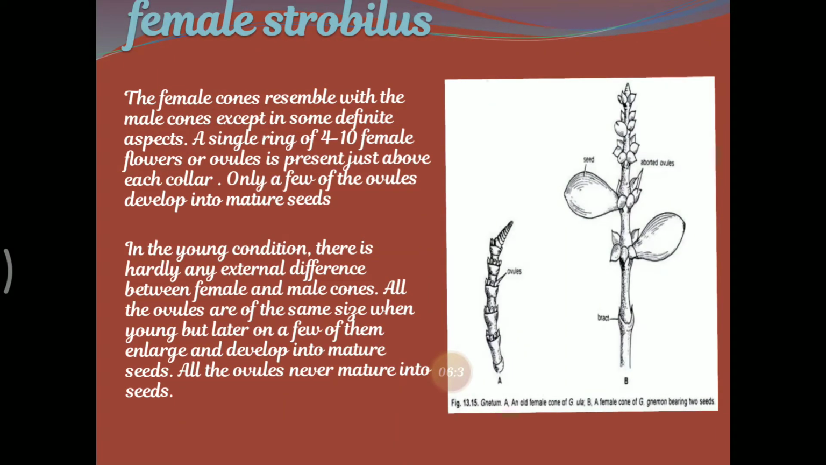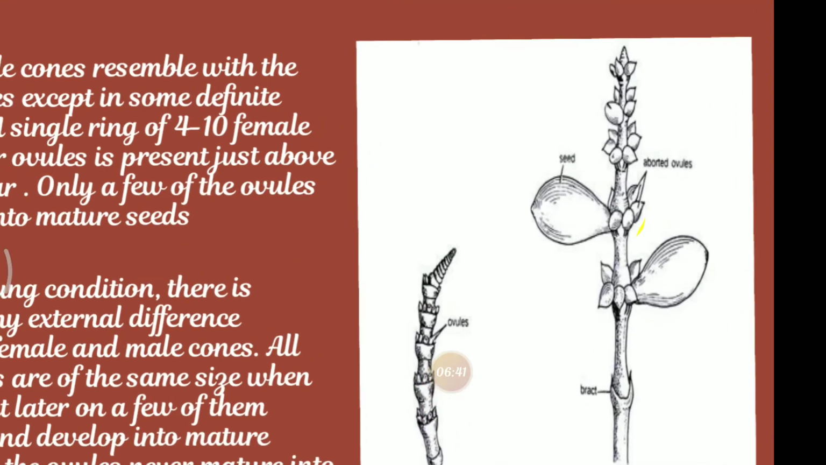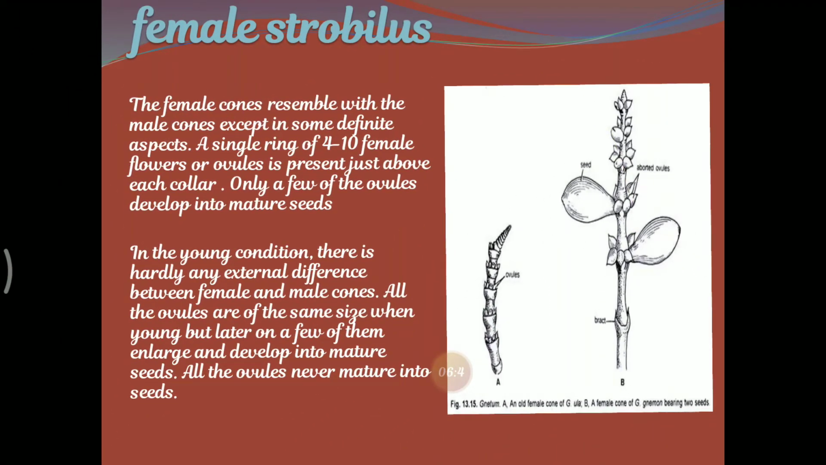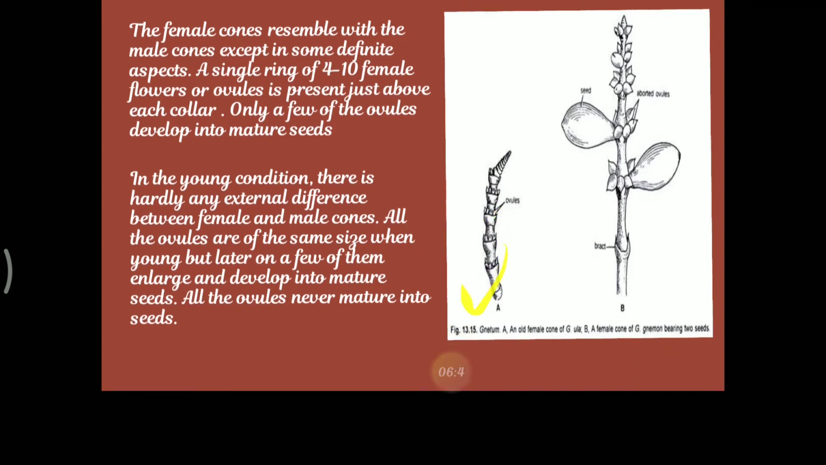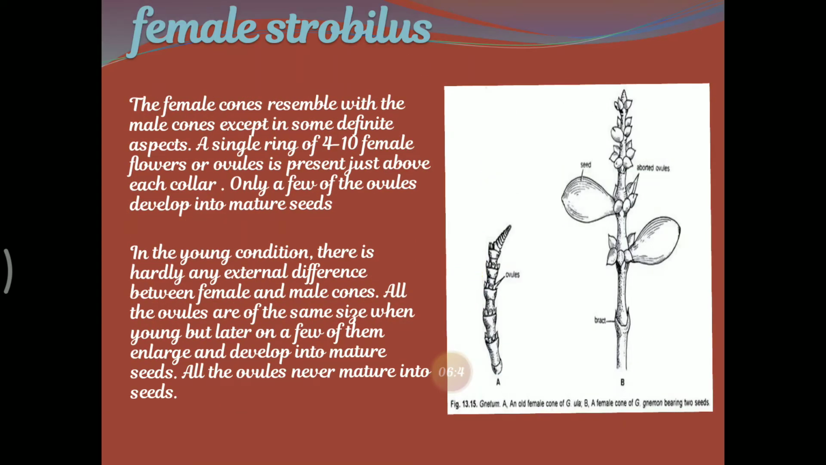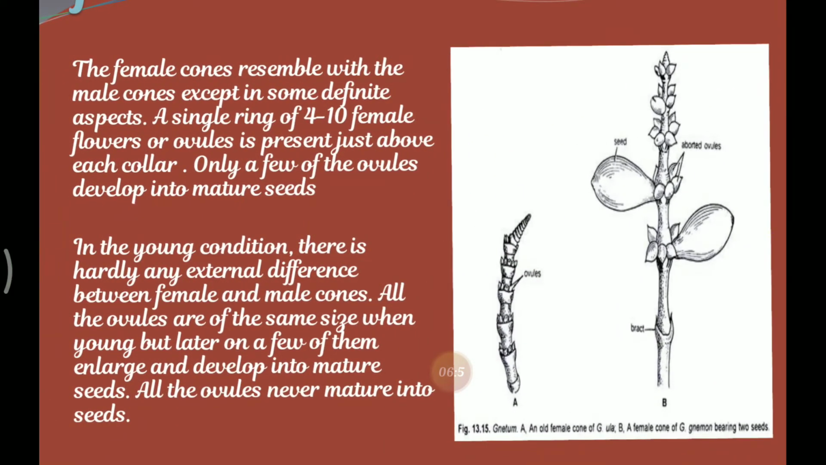A single ring of 4 to 10 female flowers or ovules is present just above each collar. See here, above each collar we can see the arrangement of 4 to 10. In the young condition, there is hardly any external difference between the female and male cone. All the ovules are of the same size when young, but later on a few of them enlarge and develop into a mature seed. So all the ovules never mature into a seed. Only certain ones will mature here.